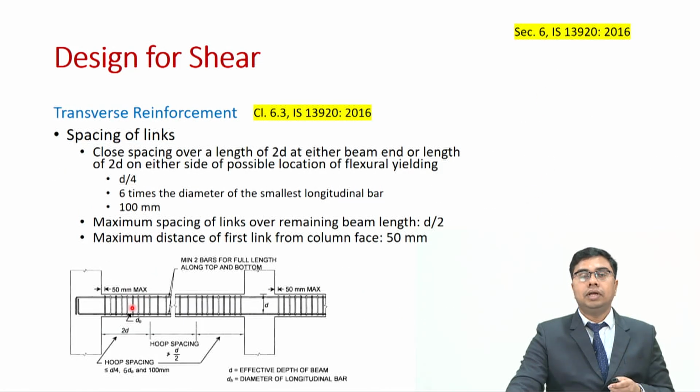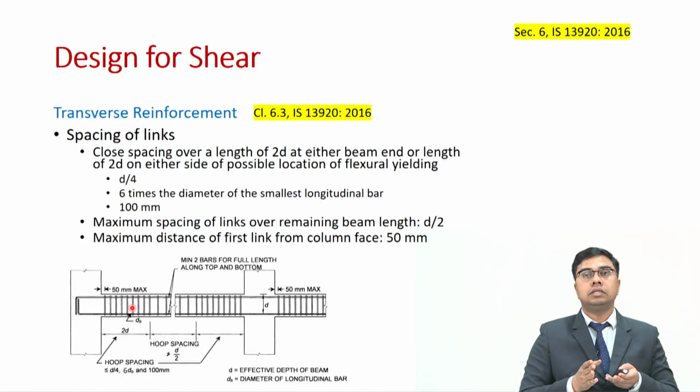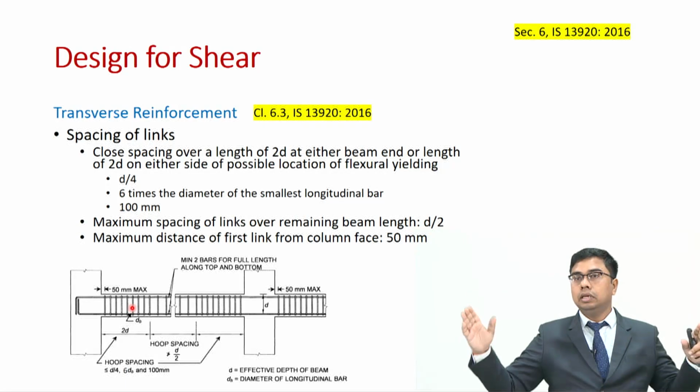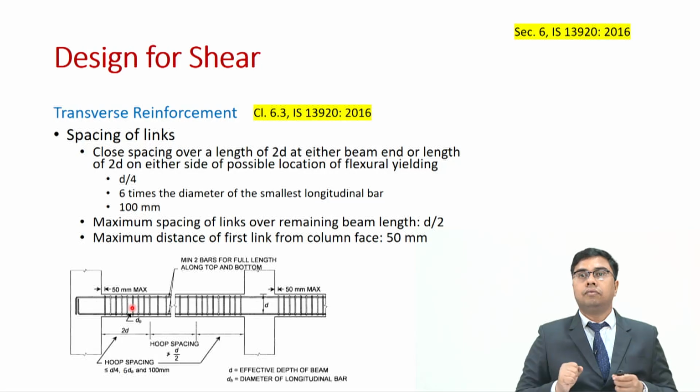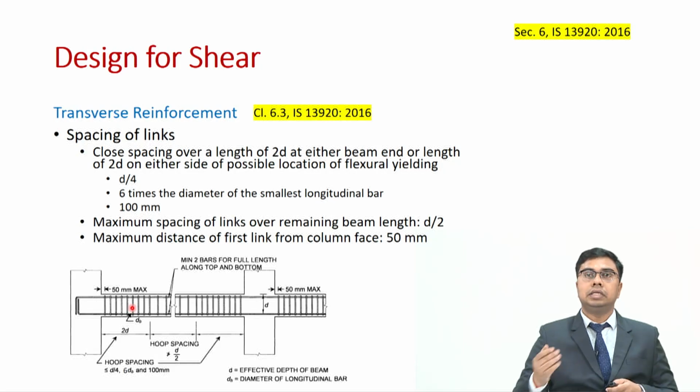Further, as we have seen earlier that at locations of splicing we have closer spacings of stirrup. Apart from that, we also have closed spacing of stirrup close to the beam column joint. For a given beam, near the support or near the column face, you will have stirrups which will be closely spaced. What shall be the spacing? The spacing shall be at max d by 4.